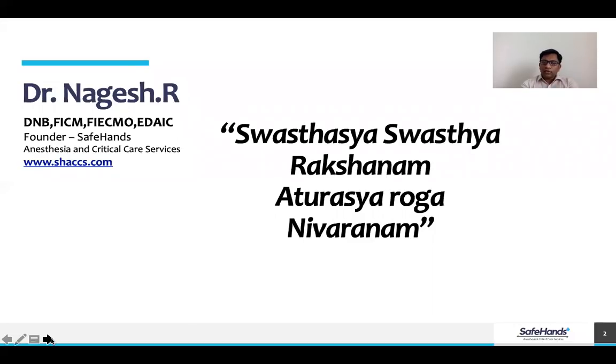Swasthasya swasthya rakshanam, aturasya roga nivaranam. Swasthasya swasthya rakshanam means prevention is better than cure, whereas aturasya roga nivaranam means being able to cure when you catch a disease.